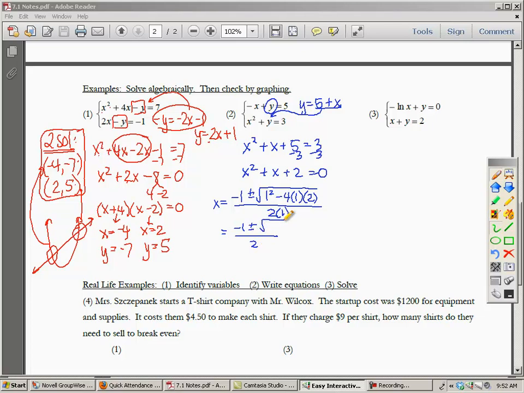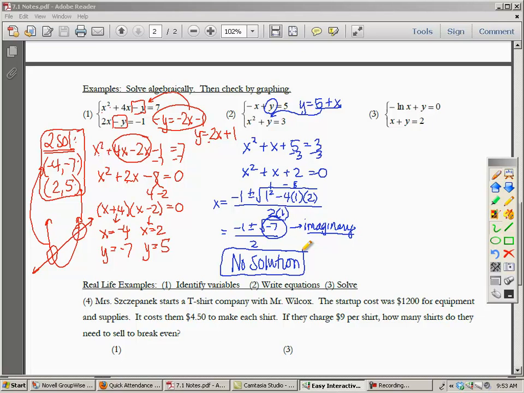All right, as I look at my square root, 1 squared is 1, minus 4 times 1 times 2 is 8, so I get a -7 under my square root. This square root of -7 is an imaginary answer. We're not looking for imaginary answers. We're looking for actual points of intersection. Because I get an imaginary solution, I say no solution because I'm looking only for real places of intersection.